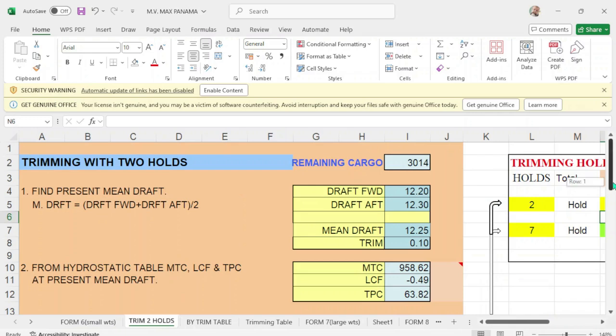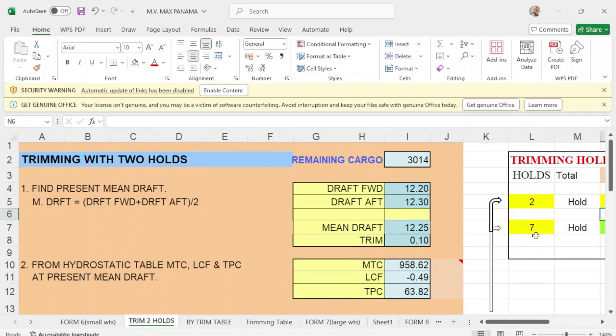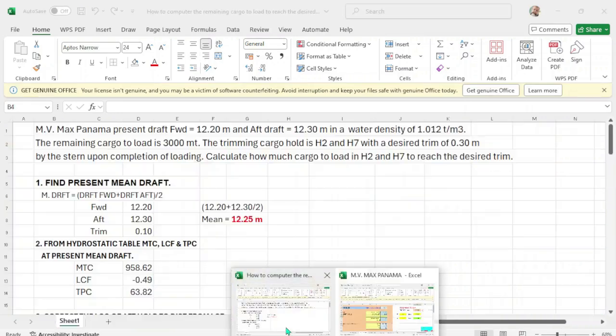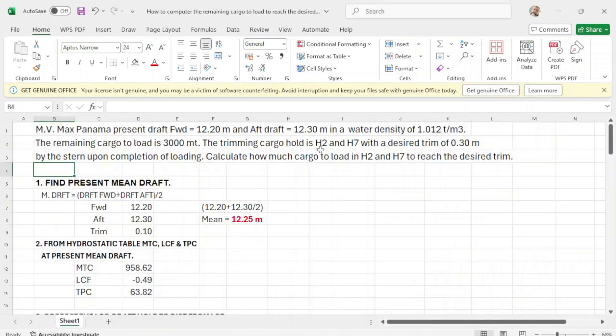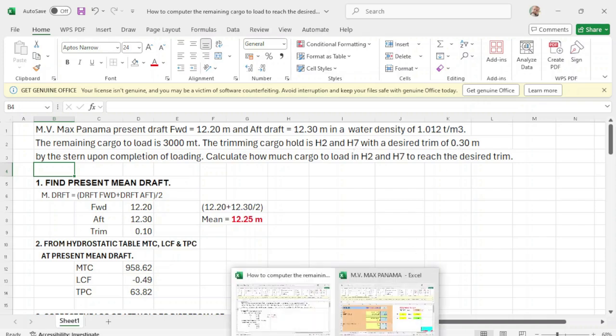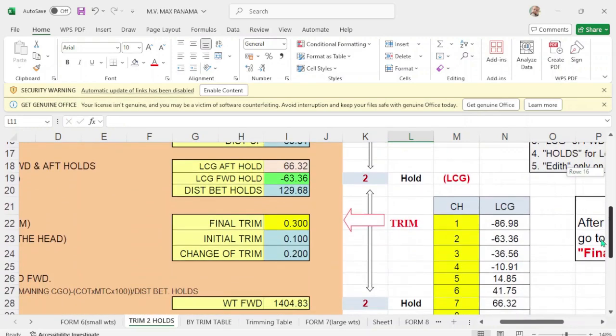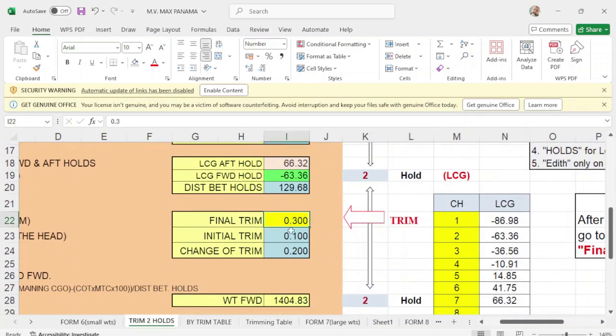Scroll down. Here, the trimming holes are 2 and 7. So take note of the problem. The trimming holes are hole 2 and 7, with 30 centimeters trim. So we go back to the problem. You put here 2 and put 7. Then our trim will be 30 centimeters. That will be 0.30.